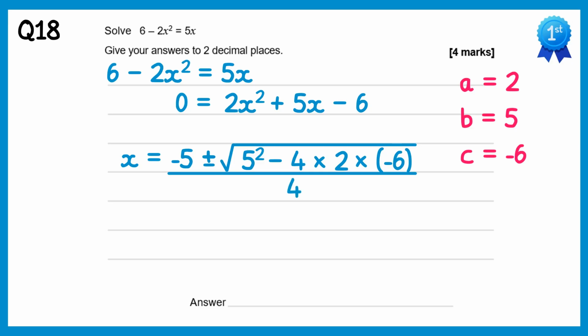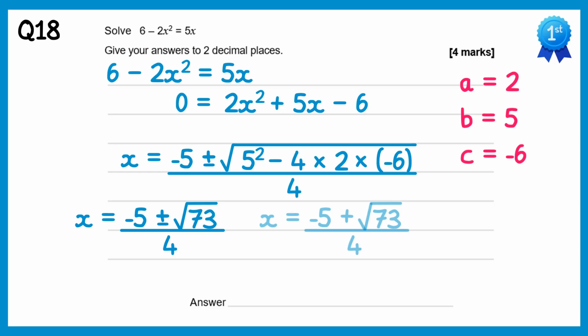Now what I advise people to do next is type in the whole calculation that's inside the square root. So not the square root bit itself, but just type 5 squared, take away 4 times 2 times negative 6. And that gives you 73. So we can rewrite this as x equals negative 5 plus or minus the square root of, and then all of that was calculated to give 73, divide by 4. Then we can separate this into the 2 solutions, so one where we use the plus and one where we use the minus.